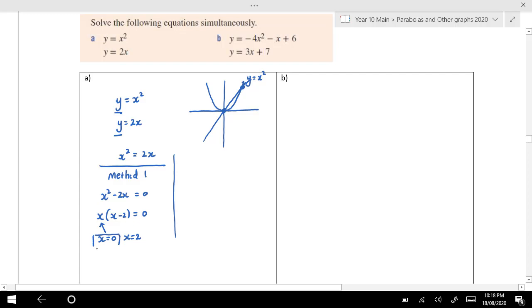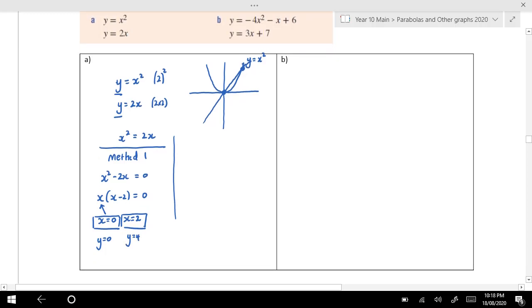Okay, now that we've found that by hand, we can sub that into any of the equations. When x equals 0, y is equal to 0 as well. And when x equals 2, 2 squared is equal to 4, or 2 times 2 is also equal to 4. So therefore, y is equal to 4 is the other solution. So where do they intersect? It's (0, 0) and also (2, 4).